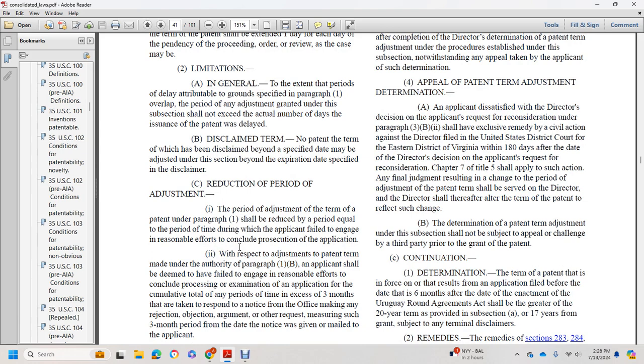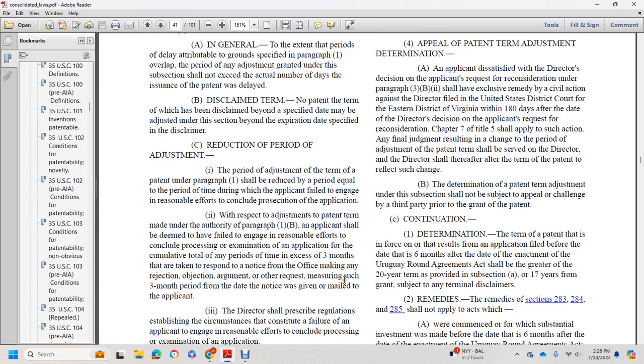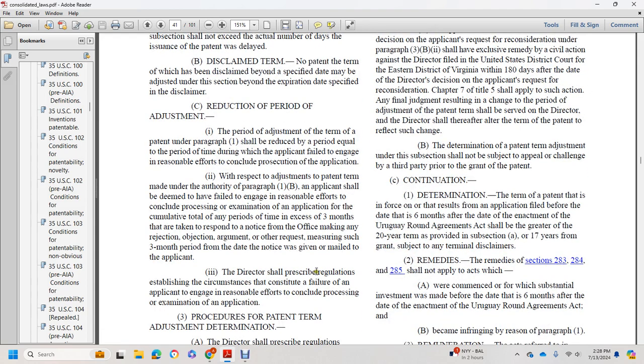The period of adjustment of the term of the patent under paragraph 1 shall be reduced by a period equal to the period of time during which the applicant failed to engage in reasonable efforts to conclude prosecution of the application. With respect to adjustments to patent term made under paragraph 1b, an applicant shall be deemed to have failed to engage in reasonable efforts to conclude processing or examination of an application for the cumulative total of any periods of time in excess of 3 months taken to respond to a notice from the office making any rejection, objection, argument, or other request, measuring the 3-month period from the date the notice was given or mailed to the applicant. 3. The director shall prescribe regulations establishing the circumstances that constitute a failure of the applicant to engage in reasonable efforts to conclude processing or examination of an application.